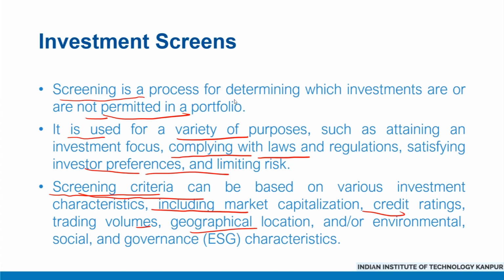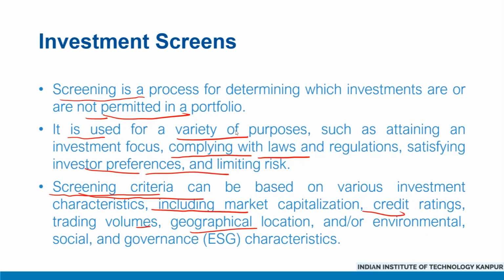Thresholds can be absolute, relative, or relative to peers. Let's take some examples. For example, a scope 1 carbon dioxide emission screen threshold may be carbon neutrality, which is an absolute threshold, or another way would be 200 tons per US dollar million revenue, which is a relative threshold, or the industry average carbon intensity, a relative to peer threshold. So, similarly, one can frame the screening rules.